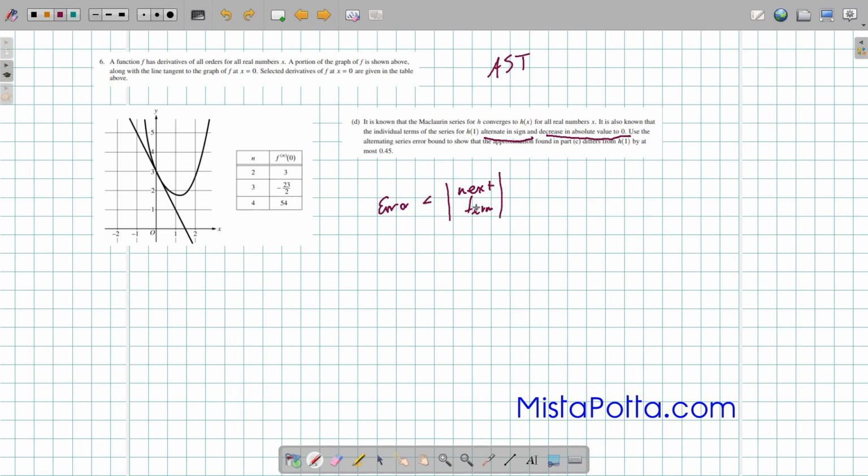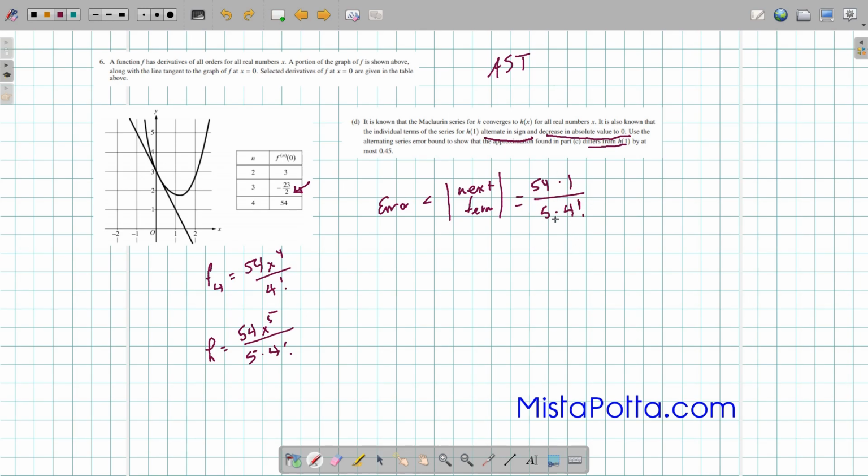So for us, I need to figure out what the next term is for that previous problem. That was dealing with this term. So I know that my f sub 4 term would be 54x to the 4th over 4 factorial. That's for f. For h, it's got to be the integral of this. So that's going to be 54x to the 5th over 5 times 4 factorial. And I want to make sure that it differs from h of 1 by at most 0.45. So for us, our next term is going to be 54 times 1 over 5 times 4 factorial.